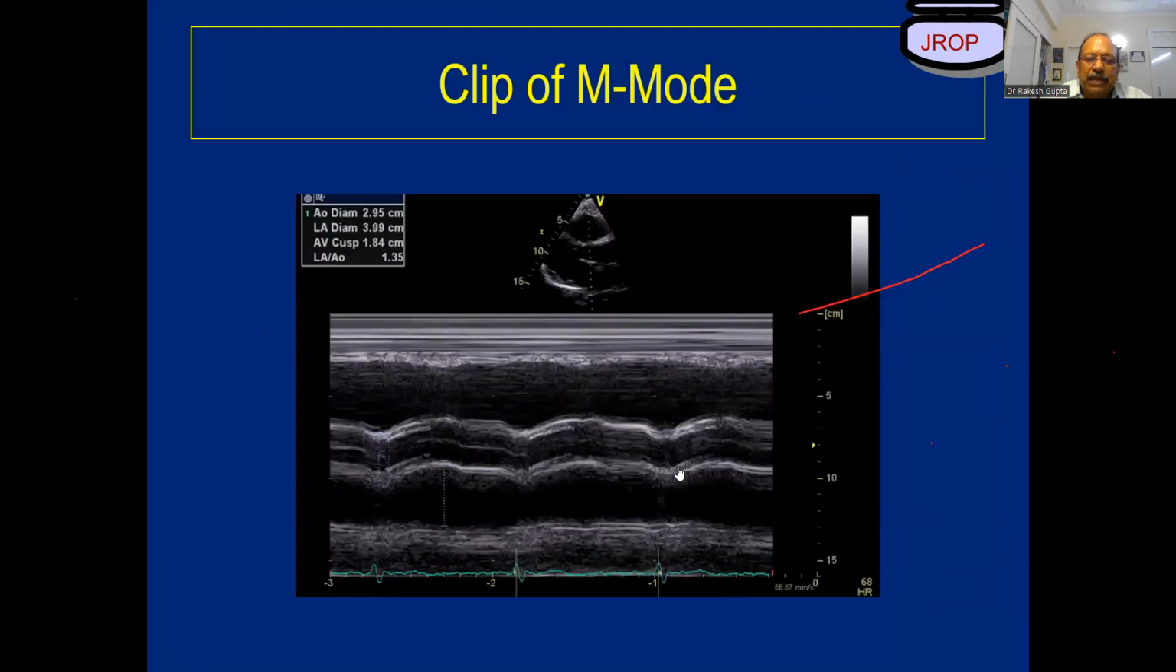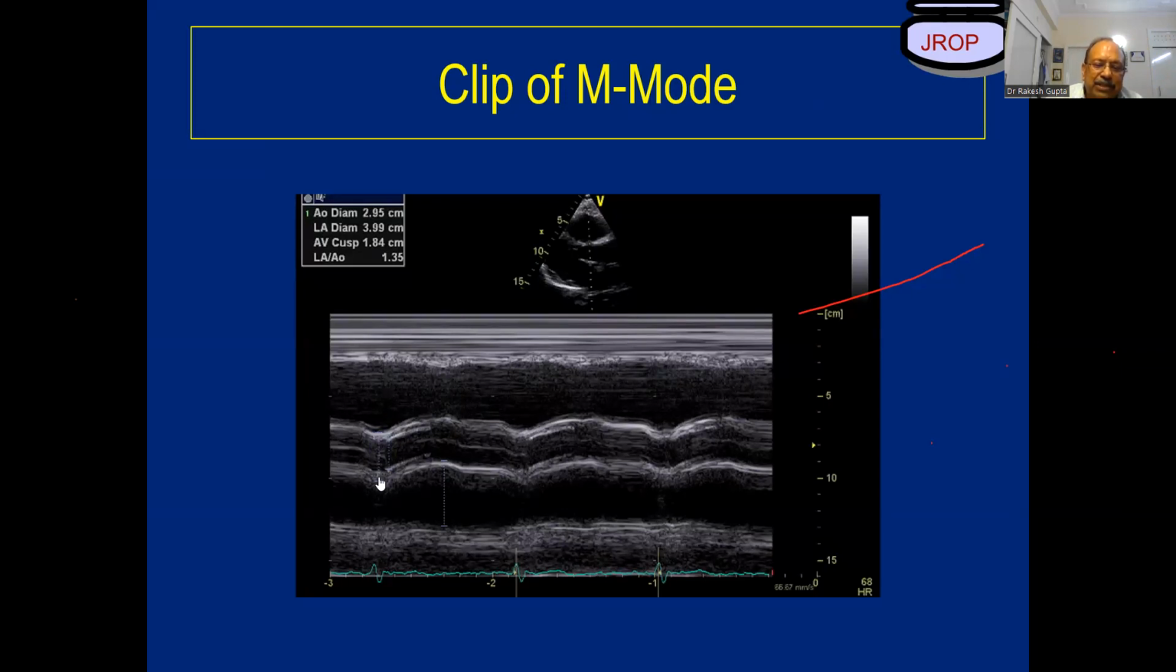This is the view at the level of the aortic valves. This is RV, this is anterior aortic root, this is posterior aortic root, this is LA. So once we cut over here, first we get the RVOT during diastole and systole. So we get the RVOT dimension during diastole.